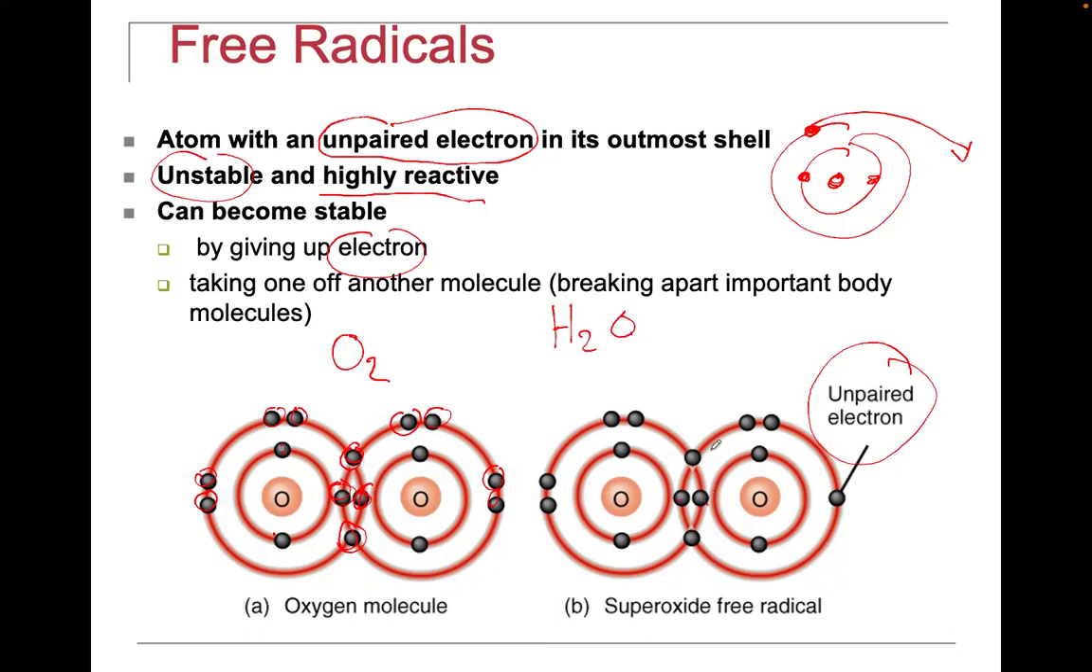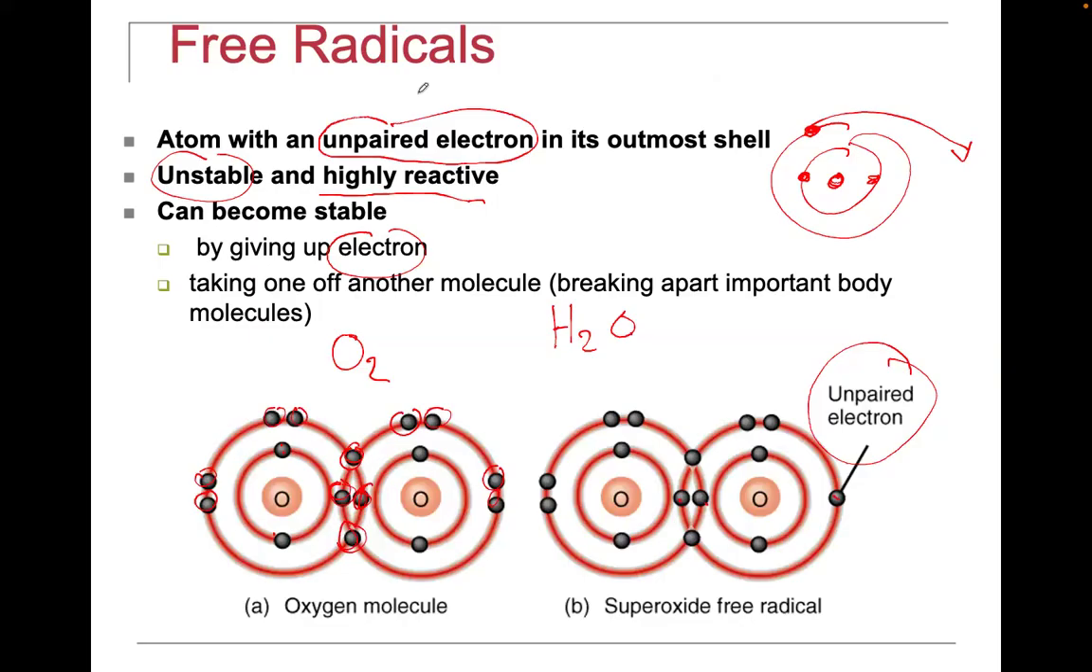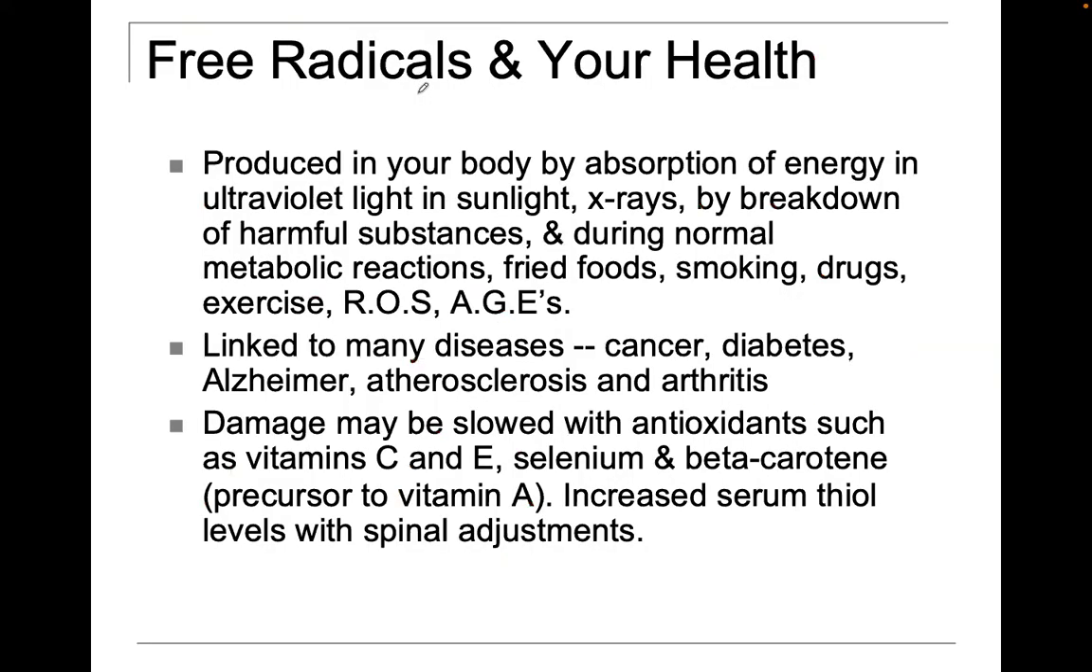1, 2, 3, 4, 5, 6, 7. Something damaged that other electron. This is called superoxide. It's very damaging. It creates damage to your DNA when we have this. Okay. So these free radicals are bad for us. It's bad for our health.